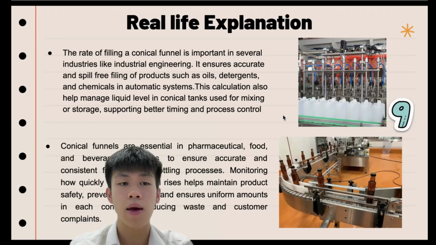In the pharmaceutical and food industries, there are conical funnels used during bottling processes, like sauce or milk. Monitoring the rate at which the liquid level increases allows consistency to be checked, for the health and safety of the medicine being produced from the same container. Similarly, the beverage industry has such systems to ensure that all juice boxes or bottles are filled to the same level, with minimum wastage and customer complaints.